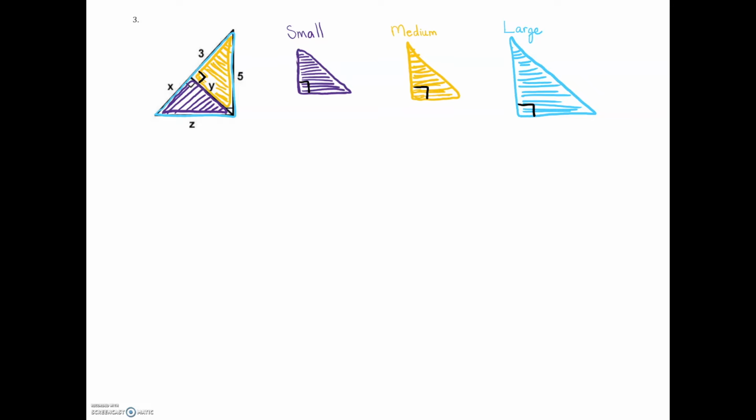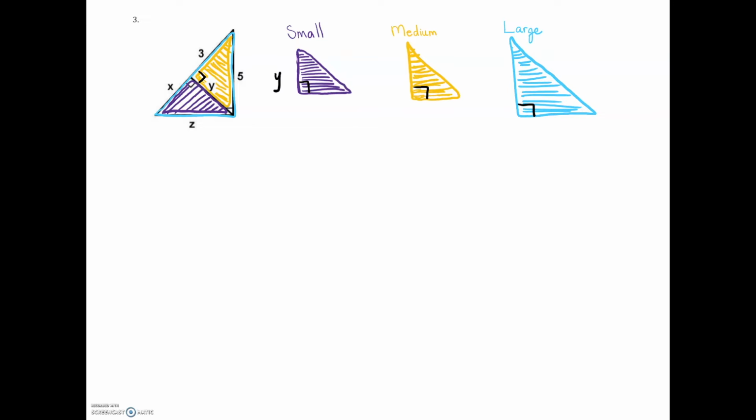All right, this is a practice problem from 7.1, number 3. Here we are given a large triangle, which I drew in blue, a medium triangle in orange, and a small triangle in purple. With these problems, it's important to take apart all of the triangles inside and then make them face the same way so that we can compare the sides of each triangle.